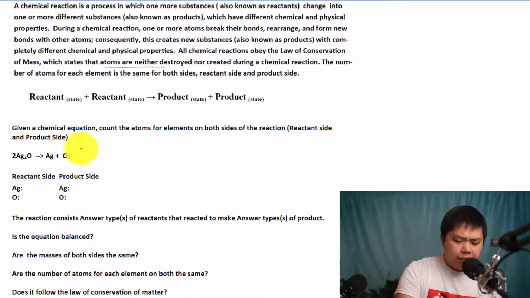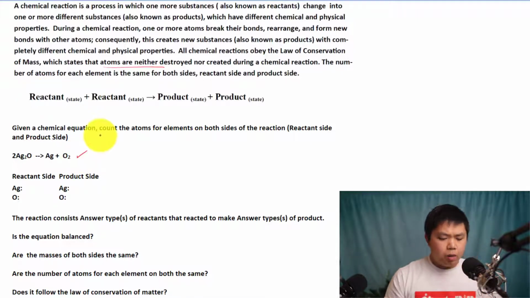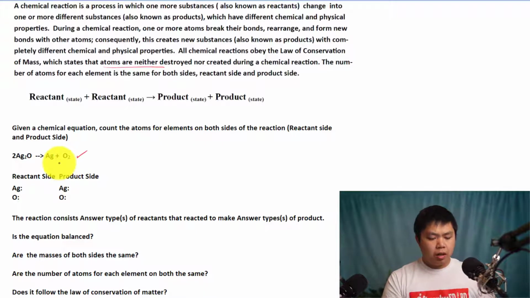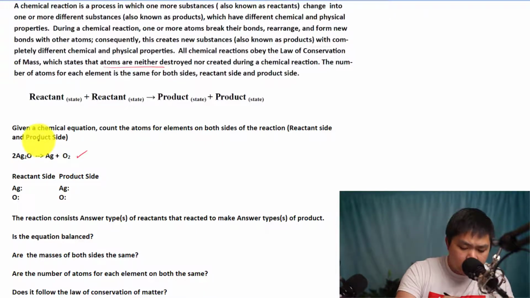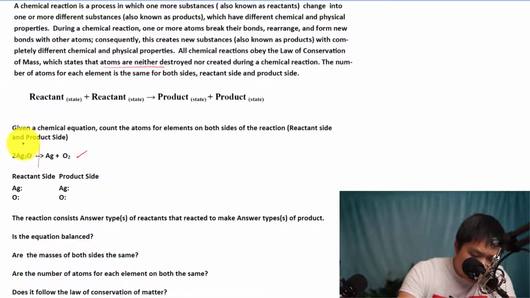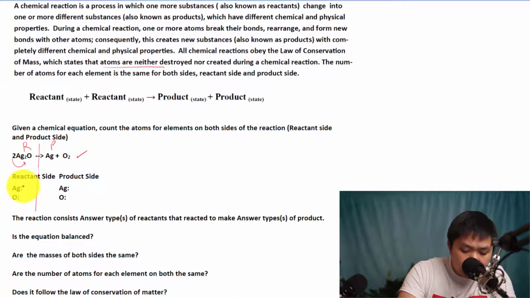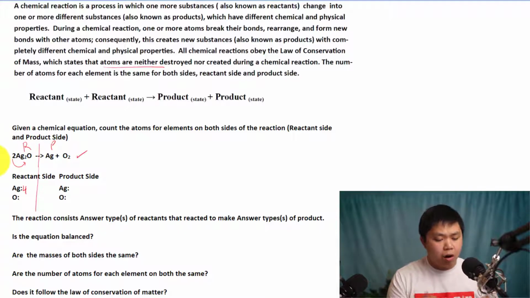In this case, we have this chemical equation right here. We have silver oxide produce silver and oxygen. The arrow here divides the reactant side and the product side. So on the reactant side, what do we have? Well, what's 2 times 2? This is your coefficient right here. 2 times 2 is 4. Do we have any more Ag on this side? We don't, so that's all we have.